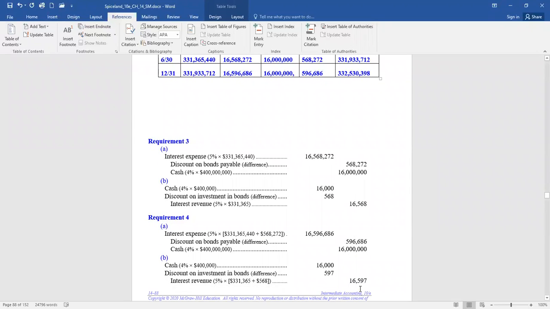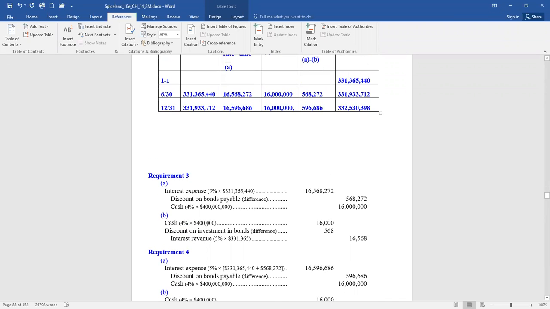Now the investor would debit cash for 0.001 of the 16 million. They would debit their discount on investment for 0.001 of the 596,686, and they would credit interest revenue because to the investor, the one who bought the bond, this is revenue. But I like focusing really from that corporate side, especially in this chapter. But authors love to throw both of these in here.